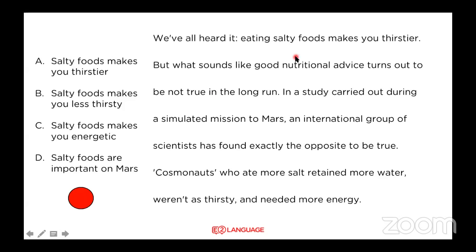And this is something you have to be careful of in IELTS reading: deceptive sentences. So the first sentence looks like it's true. Okay, great, I found it. That was so easy. But then the second sentence will contradict the first sentence and make it untrue. So you need to keep reading to find the answer often. What sounds like good nutritional advice turns out to be not true in the long run.